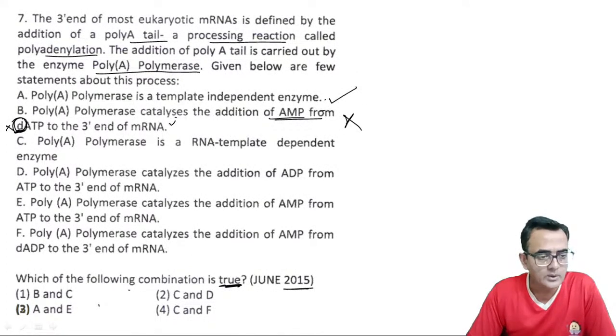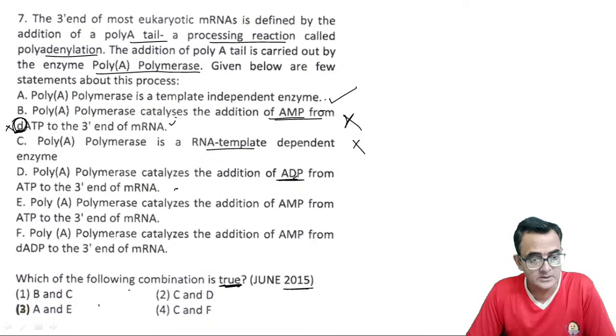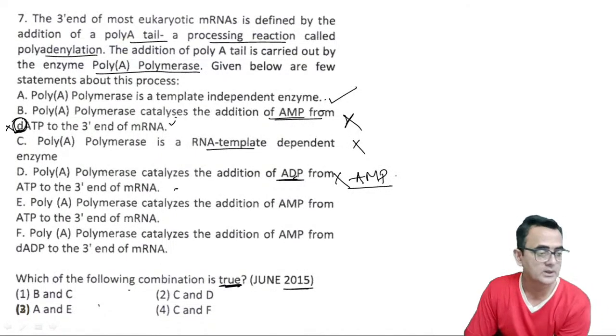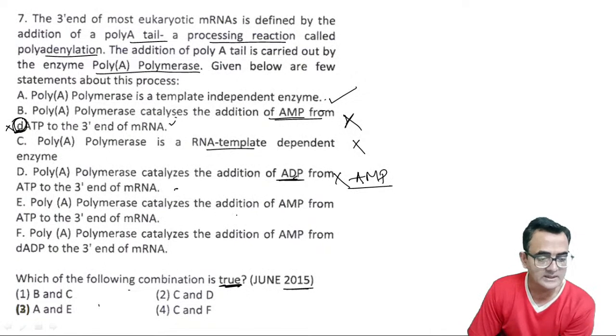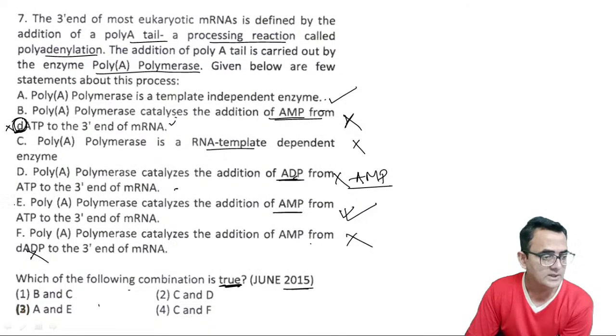Okay. Poly A polymerase is the RNA template dependent enzyme. No, wrong. Poly A polymerase catalyzes the addition of ADP from ATP to the 3' end of the mRNA. It says addition of ADP. No, right? It adds AMP. This will add AMP from ATP. This also became wrong. Then E: poly A polymerase catalyzes the addition of AMP from the ATP at the 3' end. This is correct. Next statement, poly A polymerase catalyzes the addition of AMP from dADP. No, this is also wrong. So the correct choice is E.